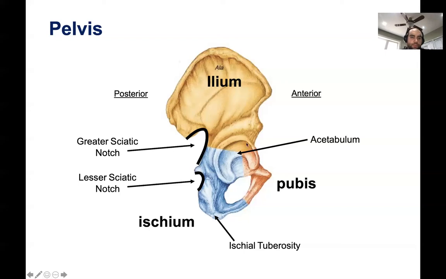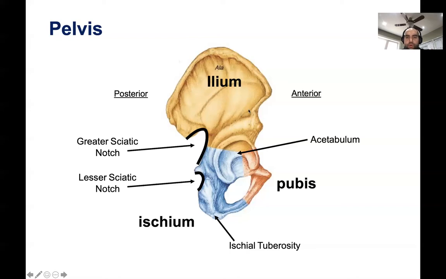Now the ischium is in blue over here. To get a reference as to where the ischium is, I'm assuming most of you are sitting right now. You're actually sitting on your ischium. If you were to move the muscular layers in your butt, you would be exposing your ischial tuberosity, which is this structure over here. We call it the sitting bone. That's the ischium.